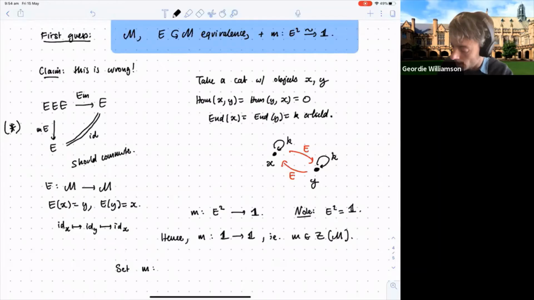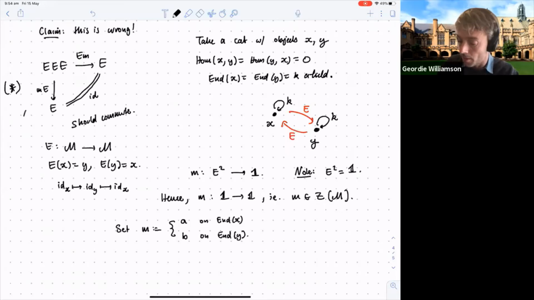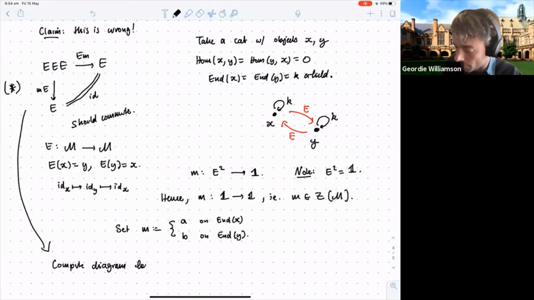Okay. So set M to be multiplication by A on End of X and multiplication by B on End of Y. Now, if you think about this diagram, so let's see. Let's compute this diagram for action on X.